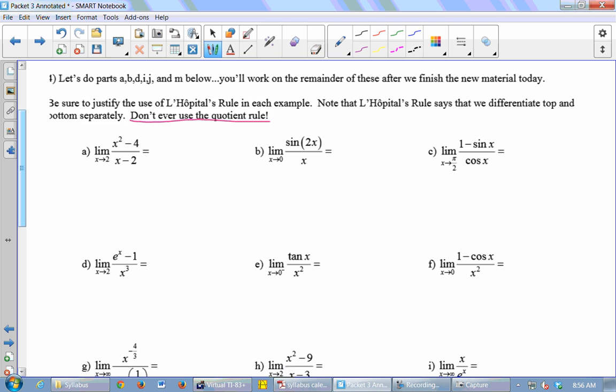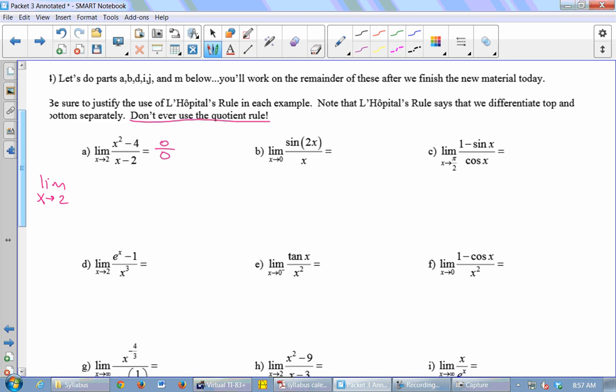Okay, so what happens in A here if I plug the 2 right in? Zero over 0. 2 squared is 4, minus 4 is 0, 2 minus 2 is 0. Okay, so it's an indeterminate form. I can apply L'Hopital's rule. I also could factor and cancel this, right? But we're practicing L'Hopital's rule now, so.